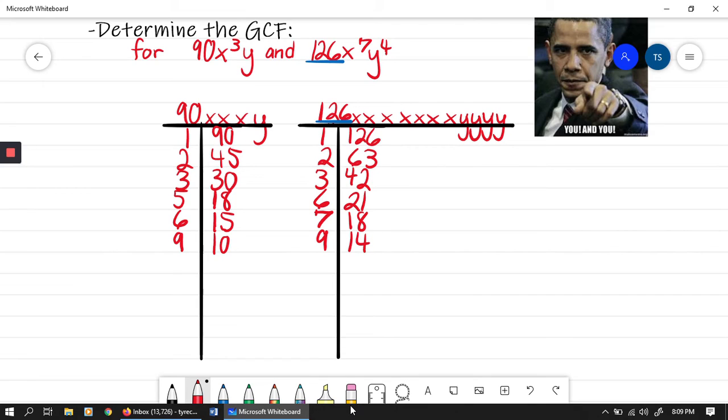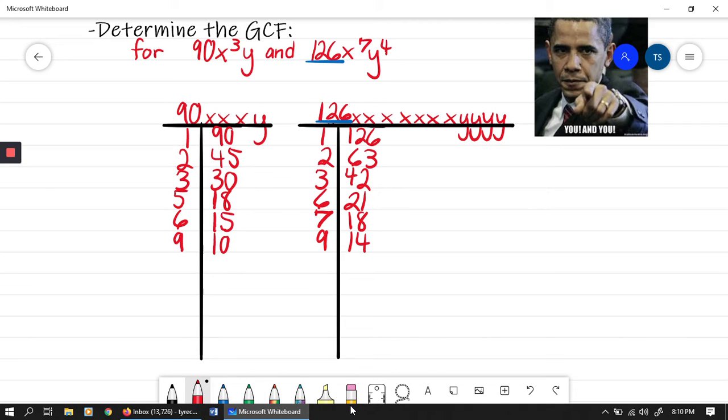Guys, I just want you to realize that I have changed this number here, which I've underlined in blue. I've changed it to 126. Before, I had 124 written, and I've changed this number to 126.